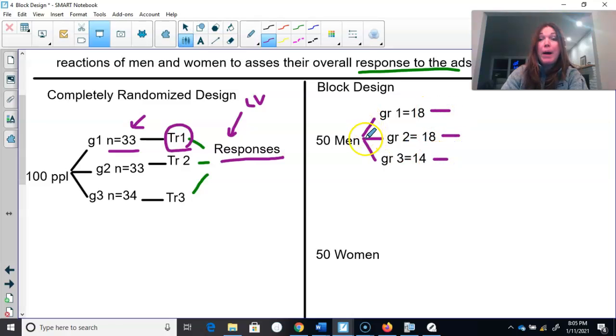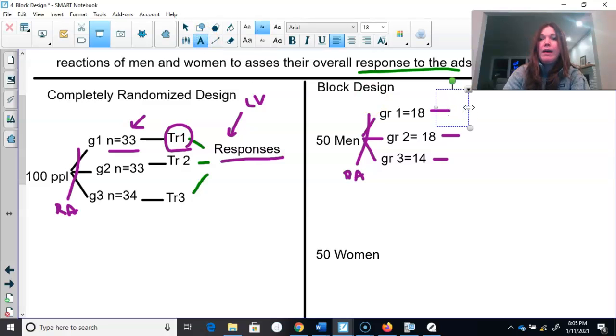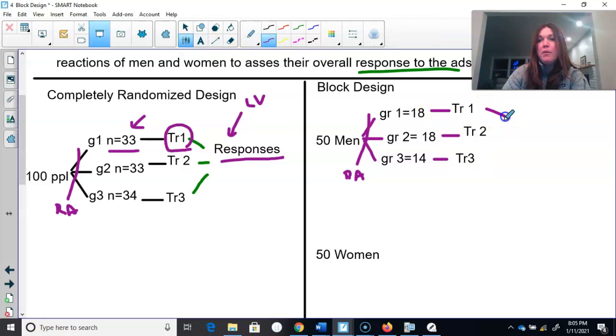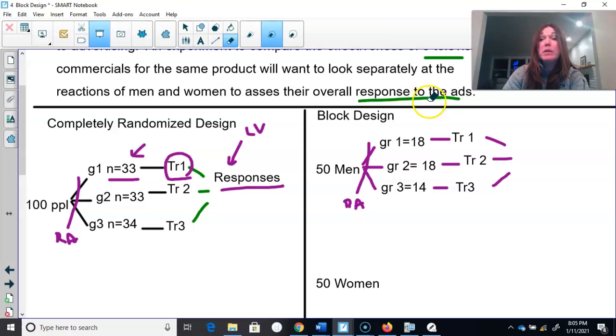Now, next then I would say, okay, well, we have the 3 different commercials. Once they're in the group by random, remember, it is by random assignment. So I'm going to put RA here for random assignment and RA here for random assignment. Okay, now they're in their groups, right? Now we have treatment 1, we have treatment 2, and we have treatment 3. Okay, and then, right, we're going to compare the results. Excuse me, we're not going to compare the response. We're going to look at their response to the ad.